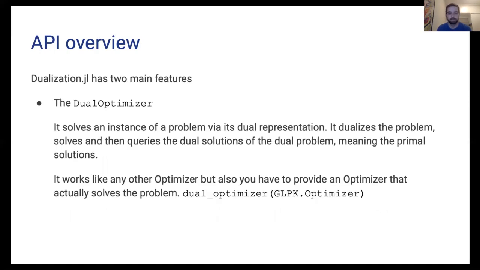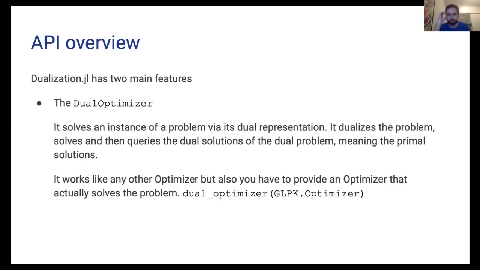The second main feature is a dual optimizer. This is used for solving a primal problem using its dual representation. So the idea is that it solves an instance of the problem via its dual representation. So it dualizes the problem, solves, and then you can query the primal solutions of your primal problem via the dual solutions of the dual problem. It works like any other optimizer, but you have to pass an argument with an optimizer that actually has an algorithm to solve the problem.